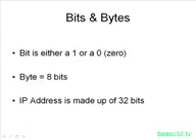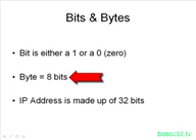Alright, let's talk bits and bytes. These are some of the basic components of an IP address. So first, a bit. Well, a bit is either a 1 or a 0. It's just a number. And if you were to gather 8 bits together, then you have a byte.